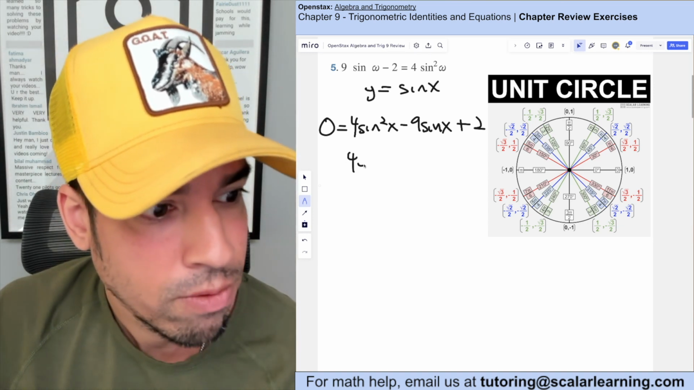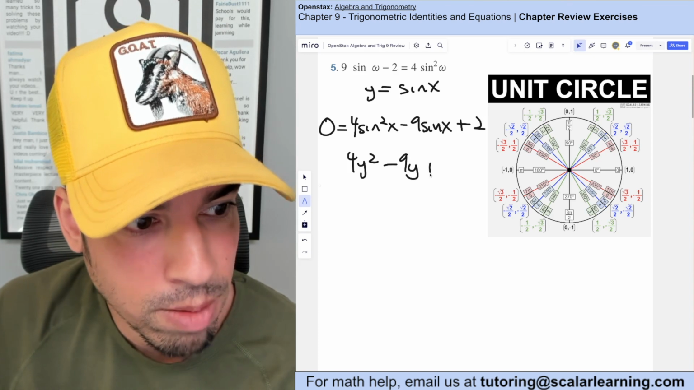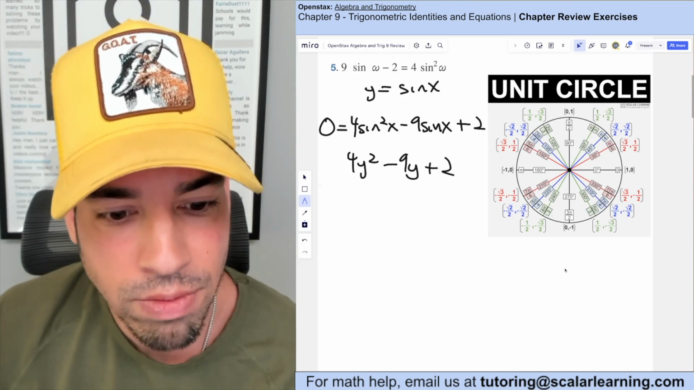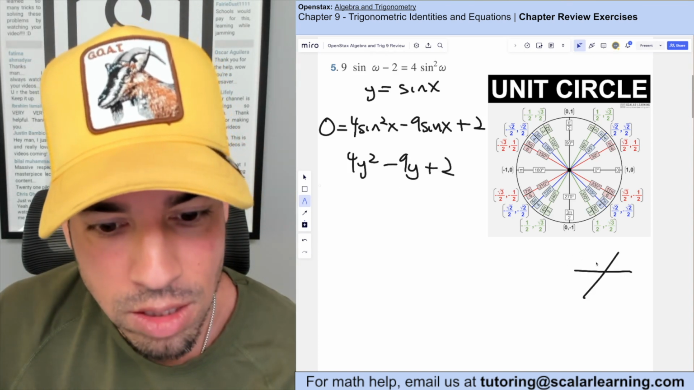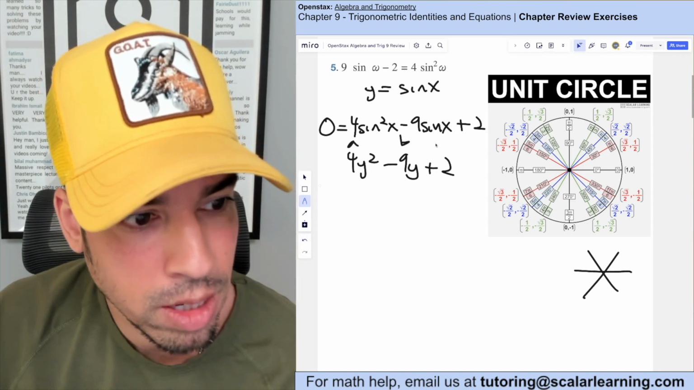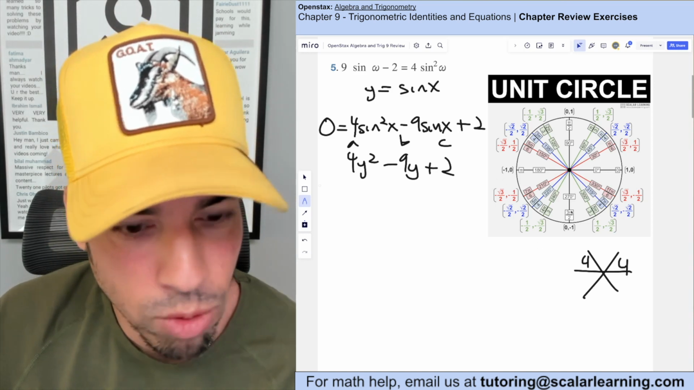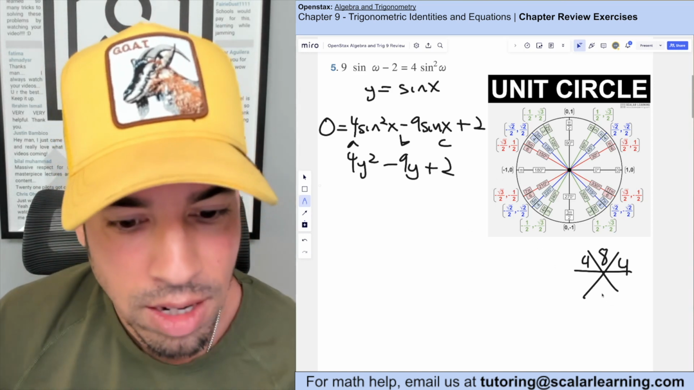So this is 4y squared minus 9y, right? Sine of x becomes y, plus 2. Now the question is, is this factorable? So I'm going to use a little star method because we have a leading coefficient of 4. So I'm going to put a, b, and c. A goes up here and here. A times c, 4 times 2, goes up here as 8, and negative 9 goes down here.